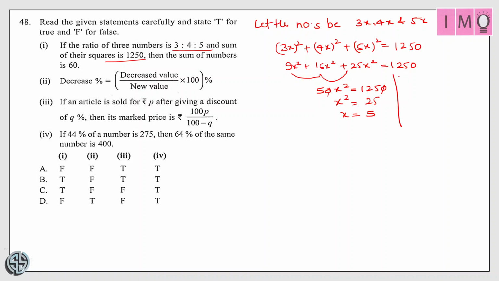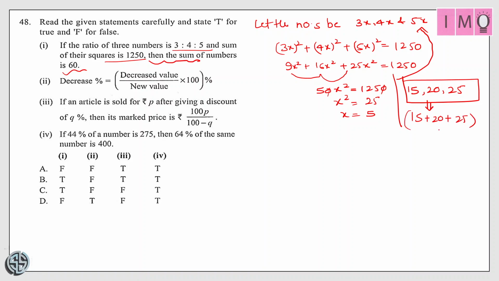Now x is 5, so we can find the numbers. The numbers will become 15. 3 fives are 15, 4 fives are 20, and 5 fives are 25. So our numbers will be these. Now it is said the sum of the numbers is 60. Okay, let's find their sum. Their sum will be 15 plus 20 plus 25. 15 plus 25 will be 40, plus 20 it will be 60. So option A is true, right?